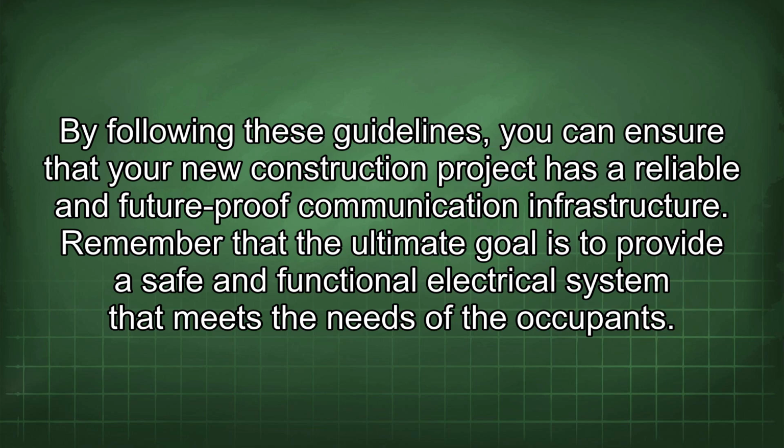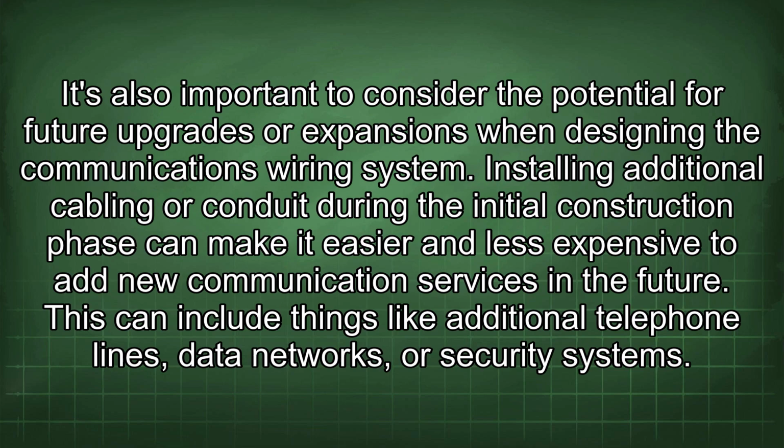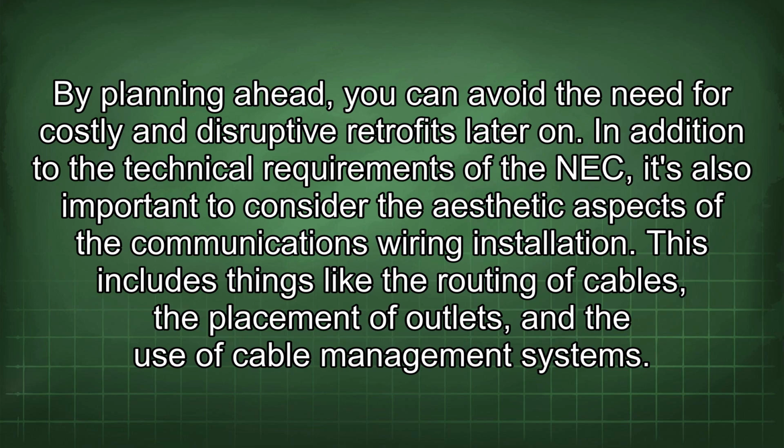Remember that the ultimate goal is to provide a safe and functional electrical system that meets the needs of the occupants. It's also important to consider the potential for future upgrades or expansions when designing the communications wiring system. Installing additional cabling or conduit during the initial construction phase can make it easier and less expensive to add new communication services in the future. This can include things like additional telephone lines, data networks, or security systems. By planning ahead, you can avoid the need for costly and disruptive retrofits later on.